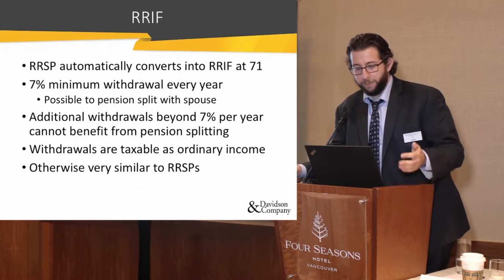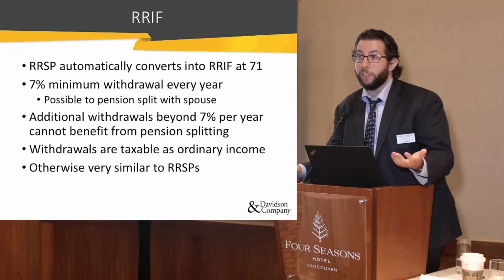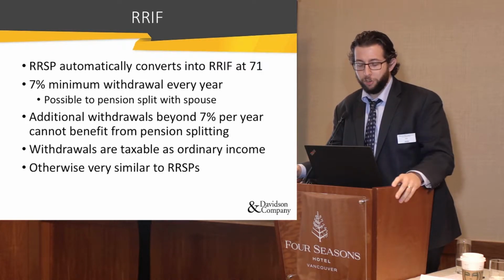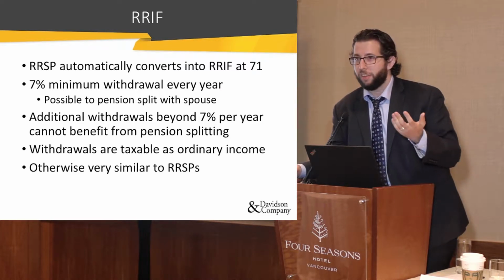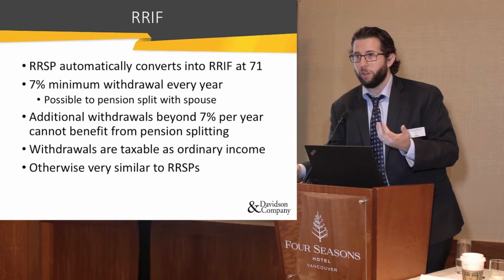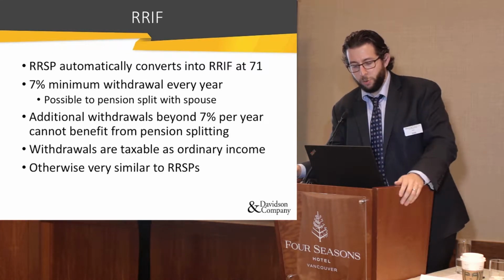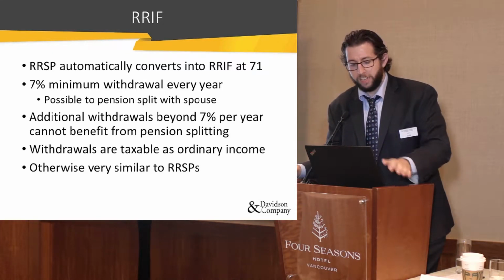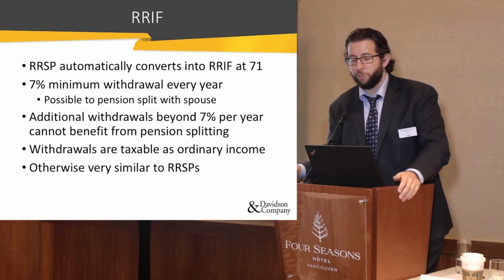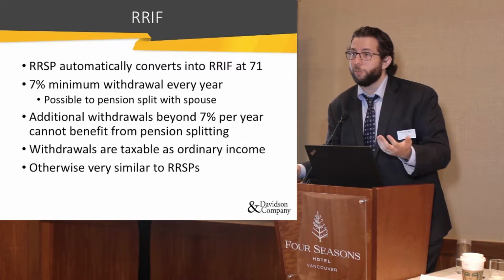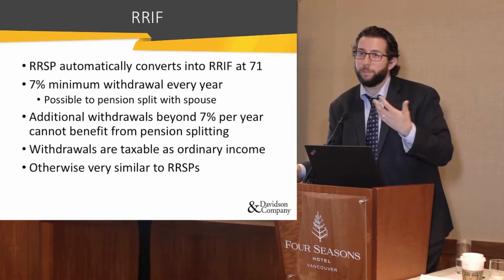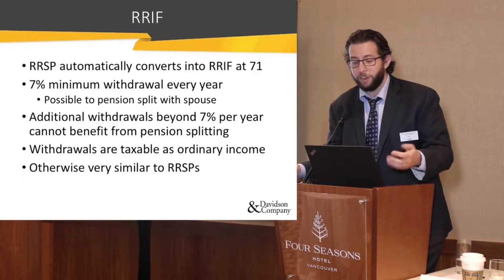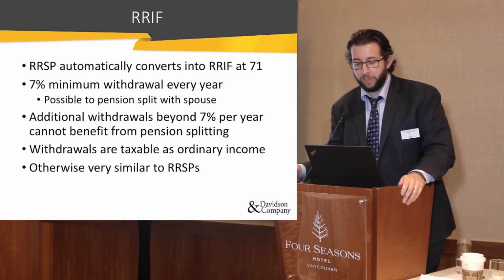Then we have the RRIFs. So the RRSPs will automatically convert into RRIFs when you turn 71 years old. The hallmark of the RRIF is that you have this 7% minimum withdrawal every single year. The nice thing about this withdrawal is that it's possible to achieve pension splitting with your spouse on that 7%. It's considered pension income. You get the non-refundable tax credit for it. So it can be quite nice.